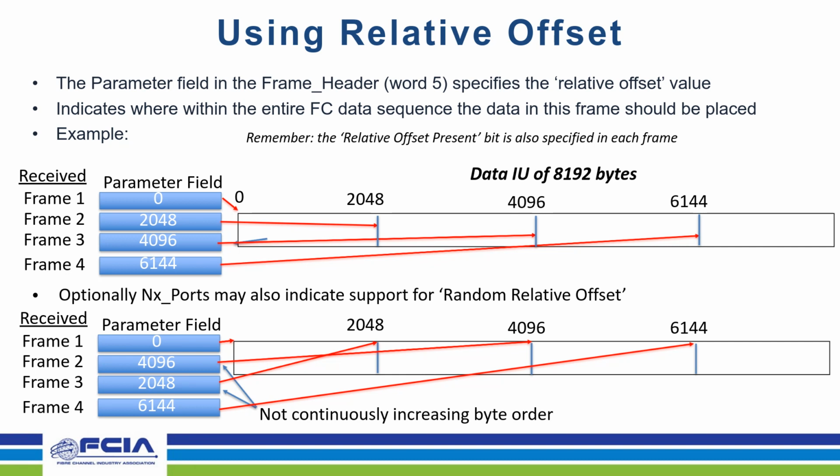Again, which you're using, continuously increasing or random relative offset, is negotiated at PLOGI time, and it's really up to the discretion of the FC-4 which it supports. Some FC-4s may require one or the other, or may support both. Remember that the default, if you don't specify that you're using relative offset, is that frame segmentation and reassembly is done using sequence count.